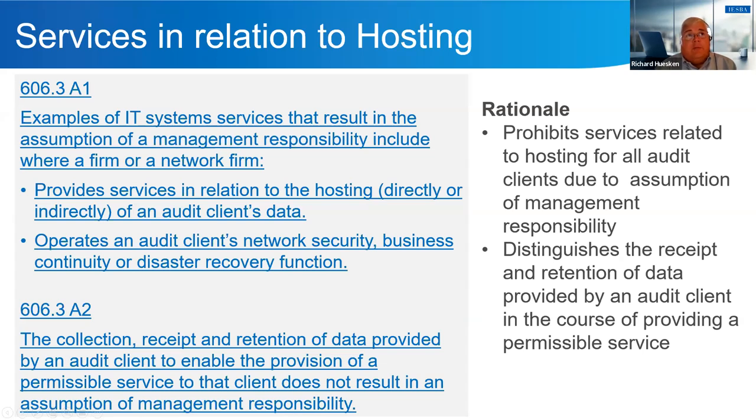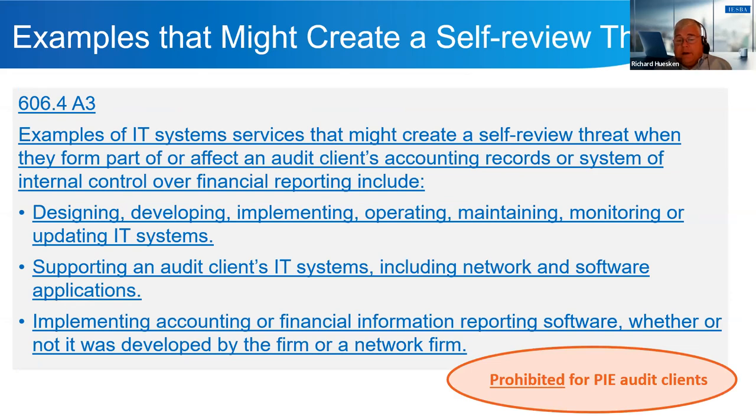The concept was where you're the primary host of and providing the services related to the primary hosting of the client's data, then you have to deal with the management responsibility issue. And then for other activities, if you go to the next slide, 606.4A3 addresses the fact that many of them, as it relates to public interest clients, would be viewed as potentially creating a self-review threat. And for public interest entity clients, as you know, the board had previously concluded in the NAS project that if it might create a self-review threat, the service would not be permitted.